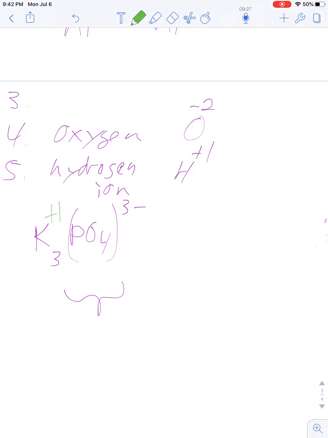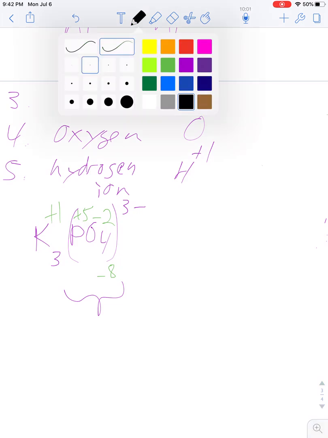Oxygen always has an oxidation number of -2. 2 times 4 is -8. And whatever the oxidation on phosphorus is, it must add up to -3, the charge. So the oxidations inside the parentheses have to add up to the charge outside the parentheses. So what would that be? Well, it would have to be +5.